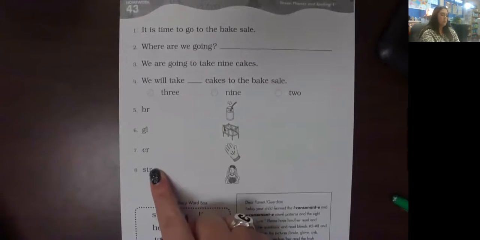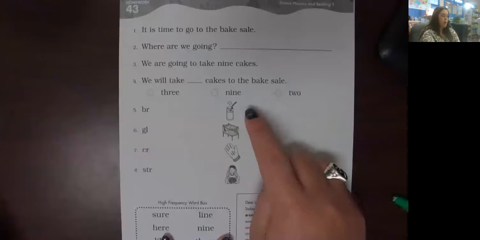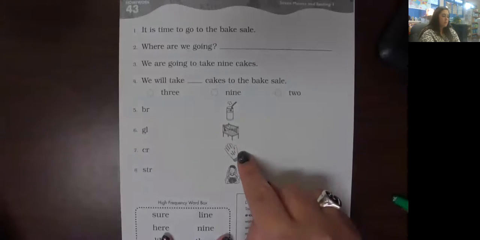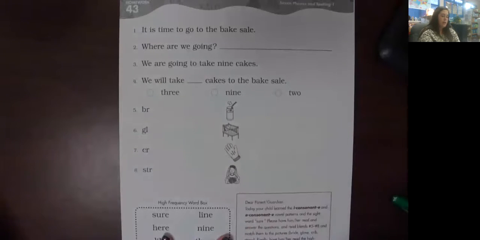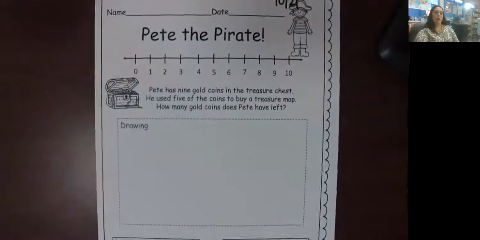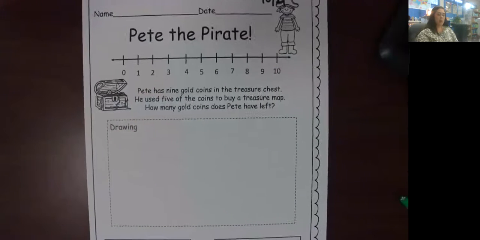All right, in the back is homework. You have your blends over here. So you have straw, crib, glove, and bride. All right, now we're going to move on to math. We're still doing subtraction, so we're just going to do a quick subtraction page.